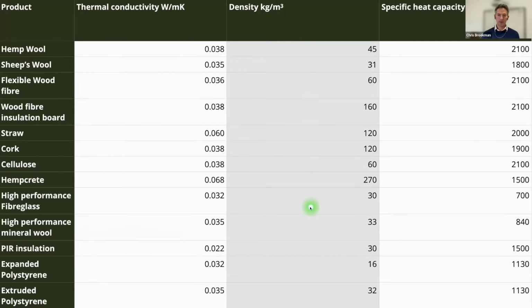You probably wouldn't look at the density when you're considering materials, but there's a very interesting column on density. You can see, again, the synthetic materials, similar-ish, the fibrous materials, the wool type products, similar-ish, until you start getting into boards, straw, cork, into hemcrete, you're really beginning to ramp up the density.